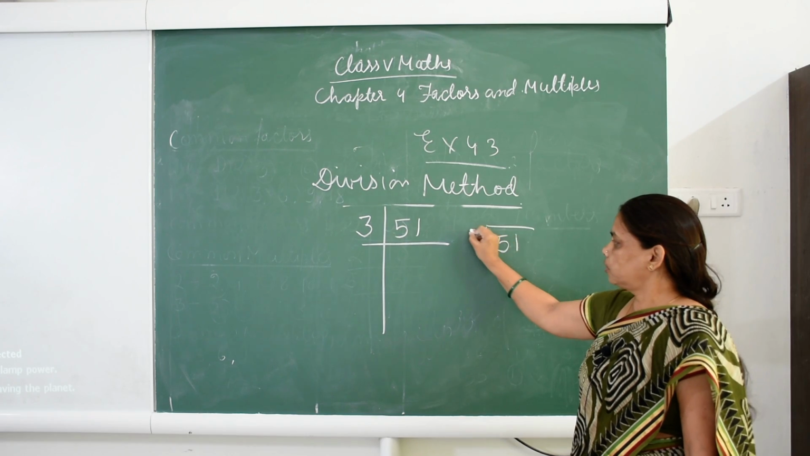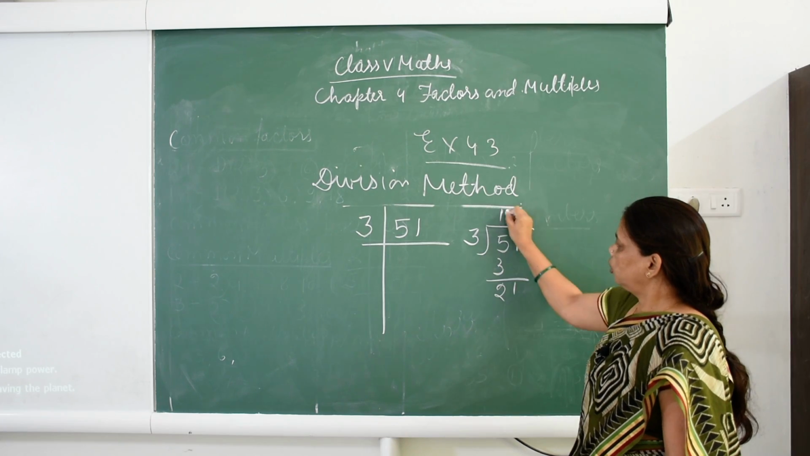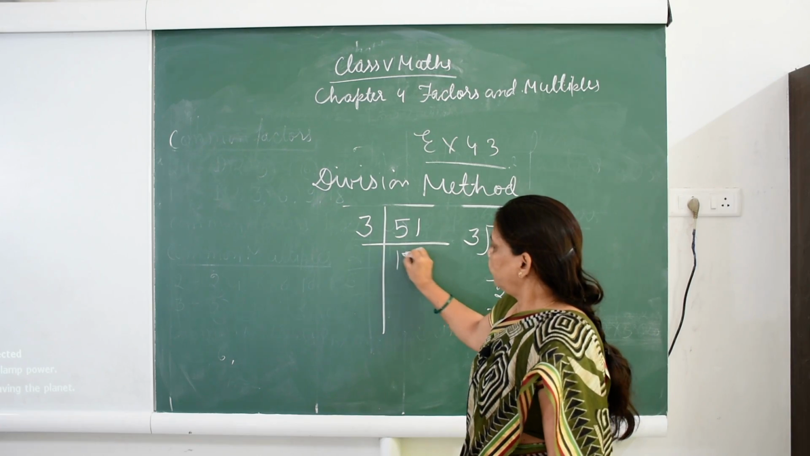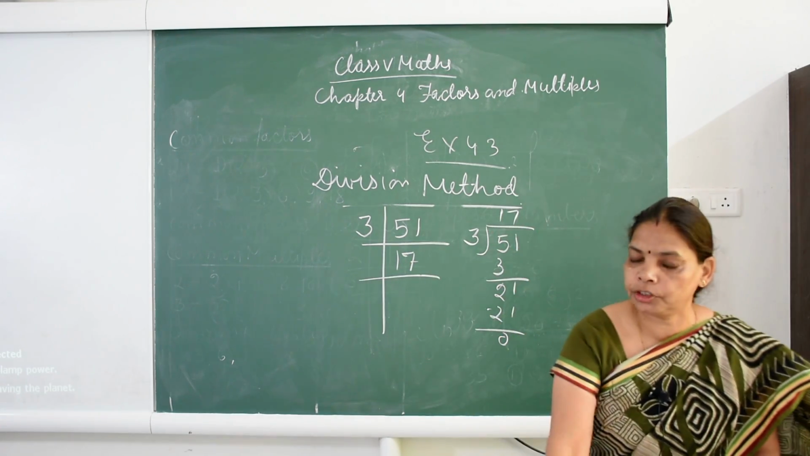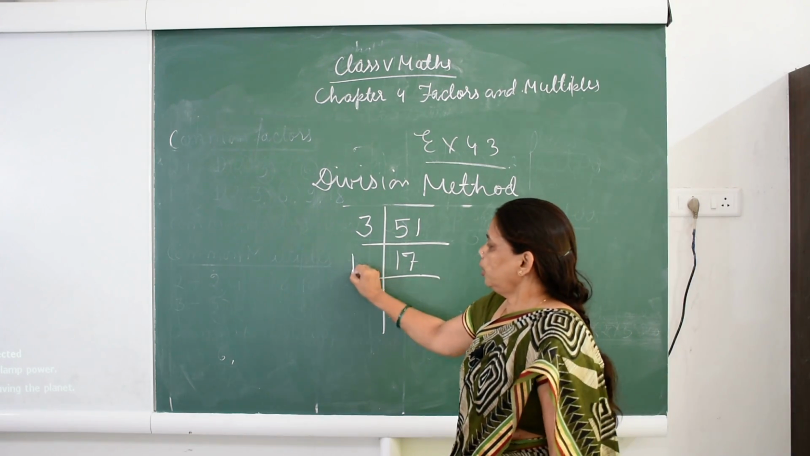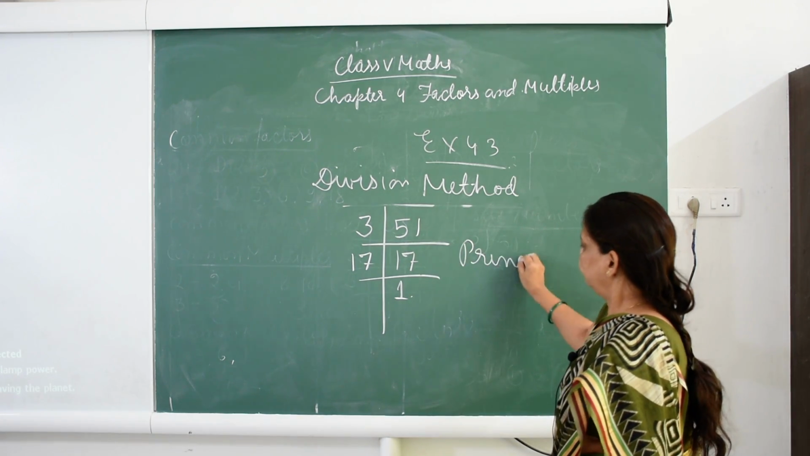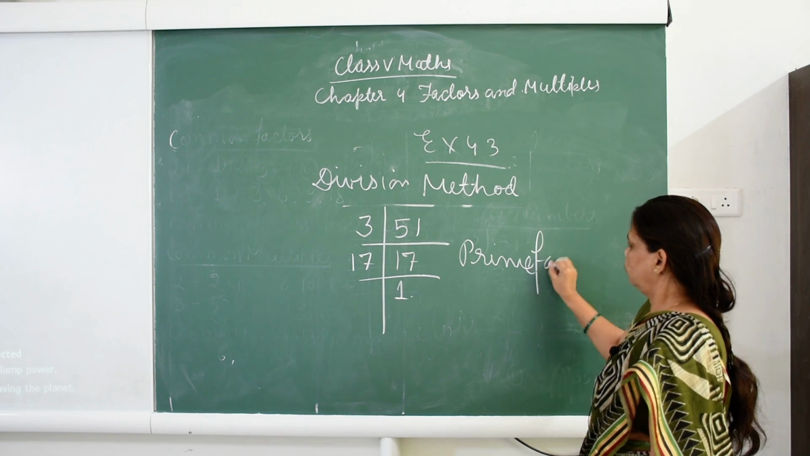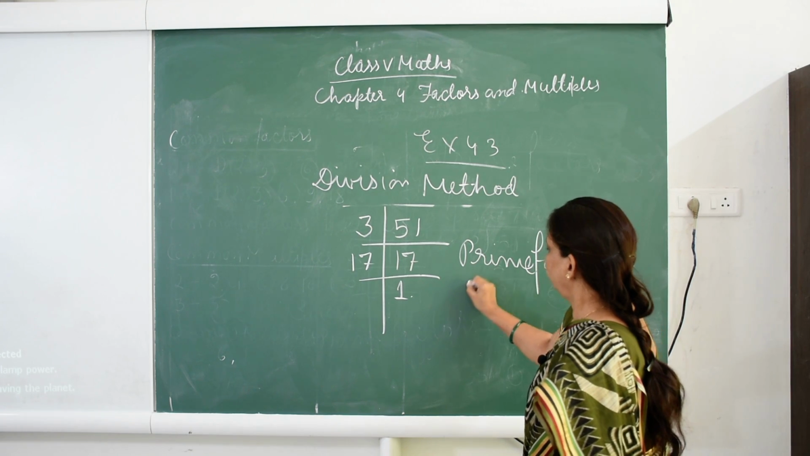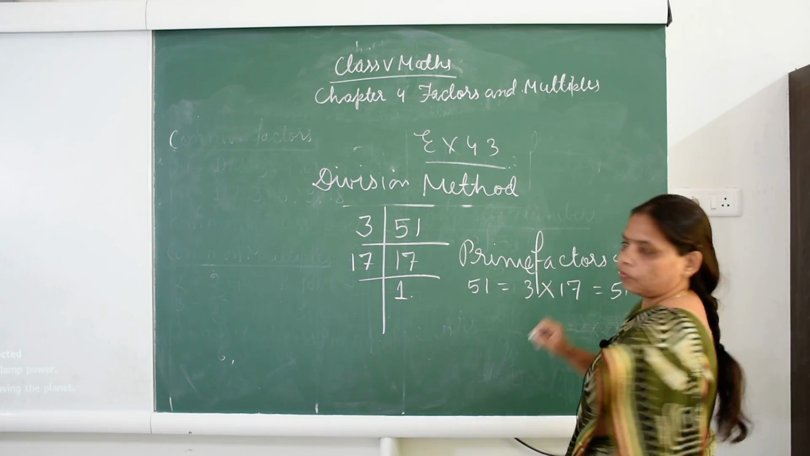We can divide here and see. 3 ones are 3, 3 fives are 15, 3 sevens are 21. Remainder 0. So 3 17s are 51. Again, 17 is a prime number, so it is not divisible by 2 and 3. So we will take the number itself. 17 ones are 17. So prime factorization of 51 is equal to 3 into 17, which is 51.